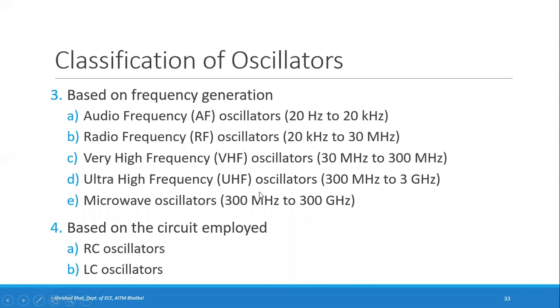Then based on the circuit employed, also called the auxiliary circuit used apart from the amplifier. What circuits do you use to generate oscillations? They can be RC oscillators, where you use resistors and capacitances. The other one is LC oscillators, where you use inductances and capacitances. Okay. So these are the different types of oscillators, briefly.